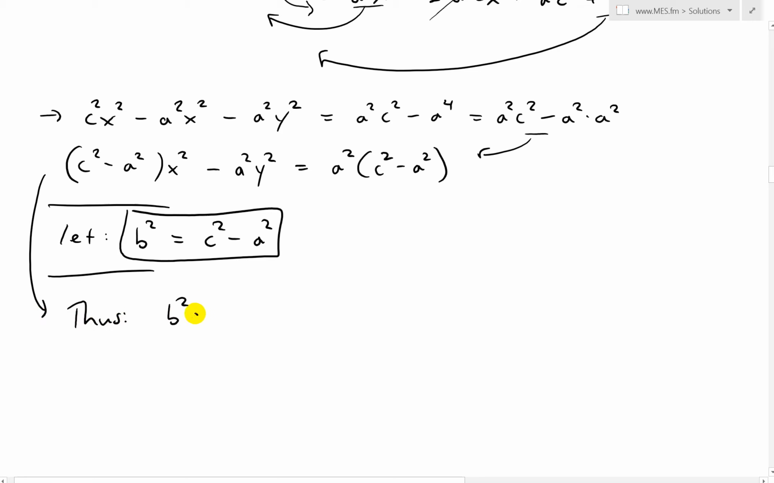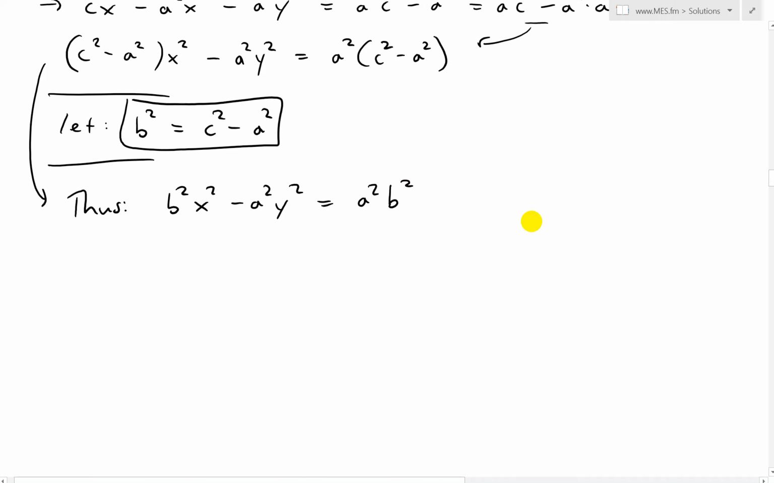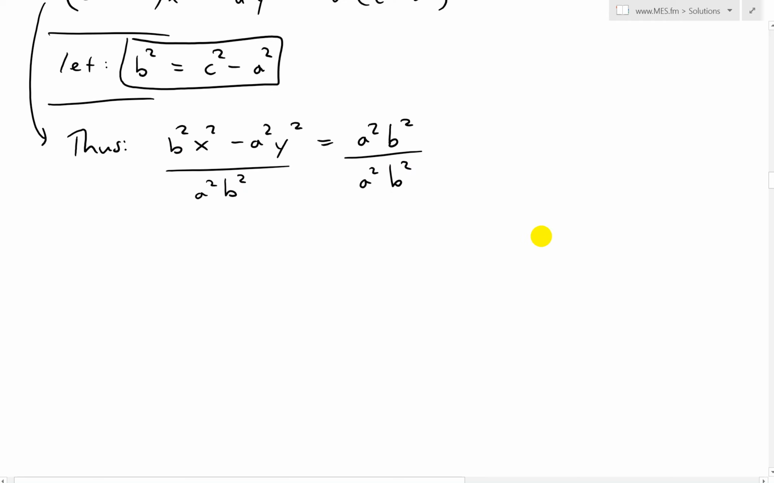b squared x squared minus a squared y squared equals a squared b squared like that. Absolutely genius stuff here. And then we can divide both sides by a squared b squared. Just divide that out. When we divide, on the left side the b squareds cancel, and on this one the a cancels there.